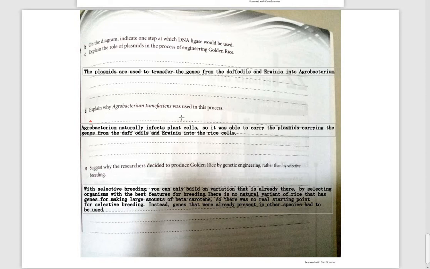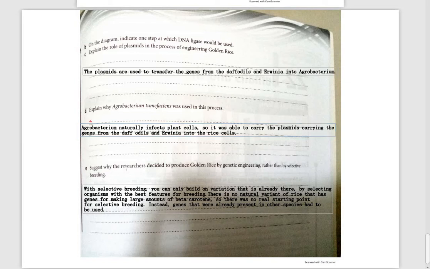Explain why agrobacterium transformations were used in this process. Agrobacterium naturally infects plant cells, so it was able to carry the plasmids, carrying the genes from the daffodils and Erwinia, into the rice cells. So why only this specific bacteria? Why not any other bacteria? Naturally, this bacteria infects plant cells, so it's a very plant-friendly cell that the researchers prefer using to carry out the insertion of beta-carotene production in the plants.